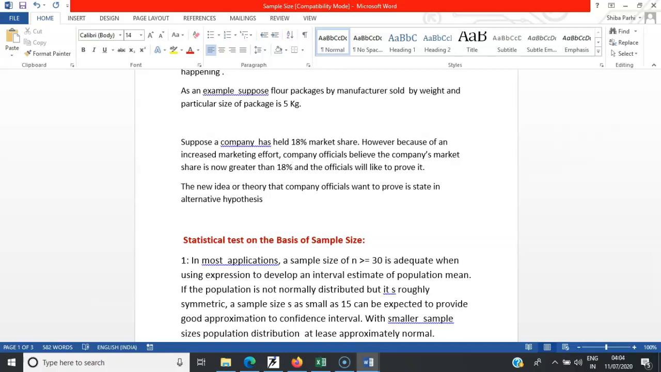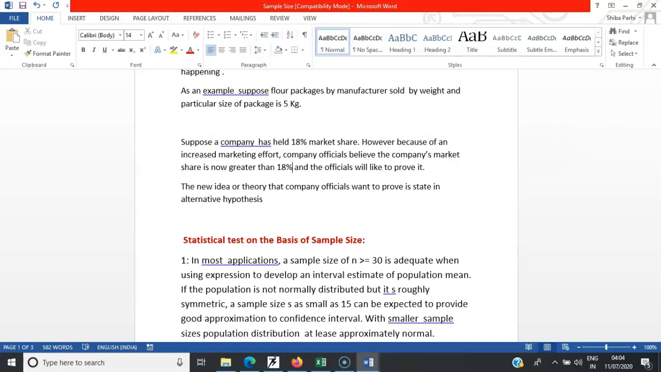So the new idea or theory that the company officials want to prove is stated as the alternative hypothesis. Whatever you want to prove, something different from the normal, becomes your alternative hypothesis. The null hypothesis will be the opposite. Suppose I want to prove that because of advertisement, the sales have increased more than 18%, so mu is greater than 18%. Suppose because of increasing income, the stock market investment has increased. So the stock market investment increase is my alternative.